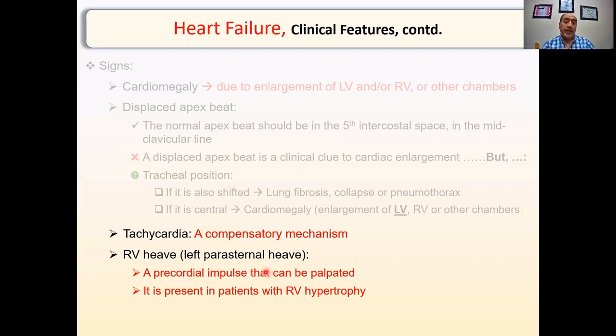Usually you cannot palpate the heart, but because the heart is undergoing hypertrophy, the size of the heart is getting bigger, so it can pump into the thorax. So you can feel it when you palpate the heart.